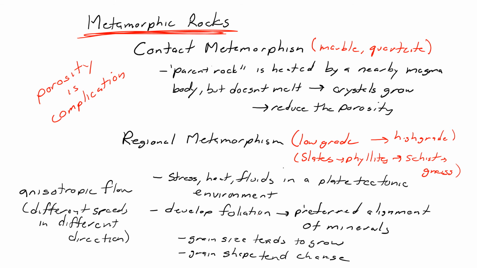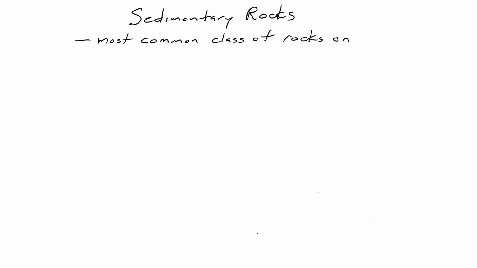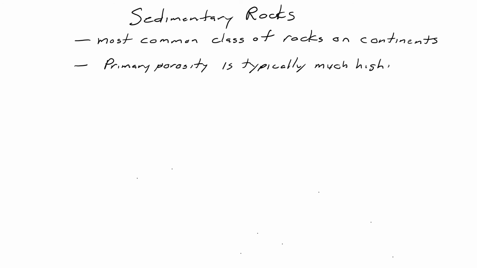So the rocks we tend to deal with the most in groundwater geology are the sedimentary rocks. And there's a reason for that. First and foremost, it's the most common class of rock found on the continents where we live. So this is the rock just by odds you're most likely to deal with. The other thing, these are rocks we look for because primary porosity tends to be much higher than with igneous and metamorphic rocks.